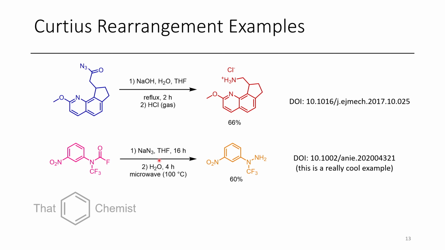product. Now, one of my favorite examples of the Curtius rearrangement is this reaction from the Schoenebeck lab out of Germany, where they treat this NCF3 carbamoyl fluoride with sodium azide to get an acyl azide. This acyl azide is then able to undergo Curtius rearrangement to form an N-trifluoromethylhydrazine. So not only can you form amines from amides or from acyl azides, you can also form hydrazines this way.